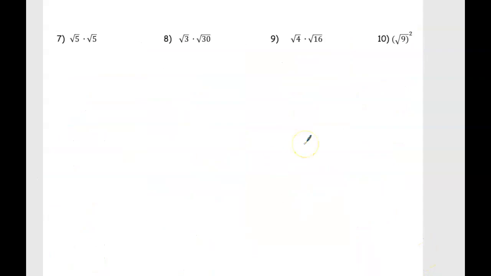So this might be a good opportunity for you to pause the video and try them yourself, okay? If not, I'm just going to keep going here. So this would be square root of 25, and that would be 5, okay?